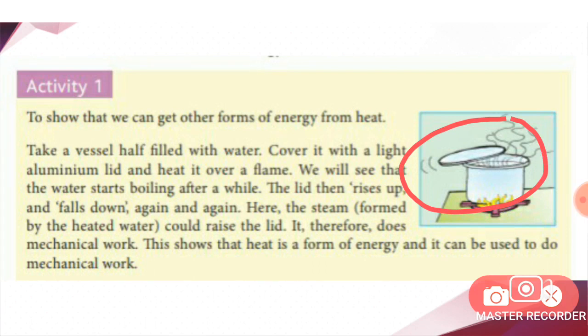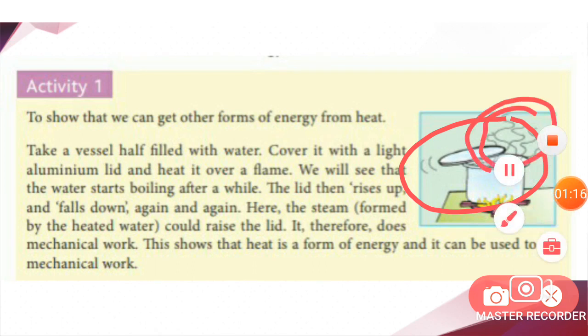I hope most of you already have an idea about it, right? Then why does this lid rise and fall here? Well, children, the steam formed by the heated water raises the lid. Who raises the lid here? The steam. Yes, this is what we call steam.